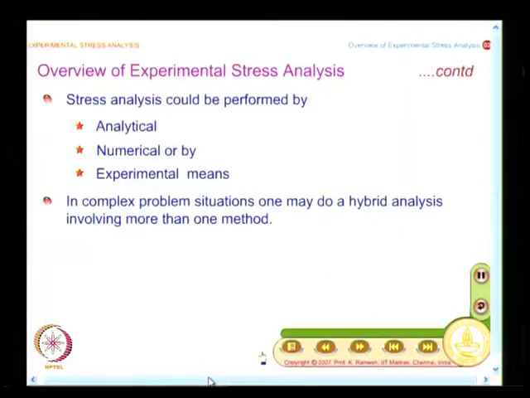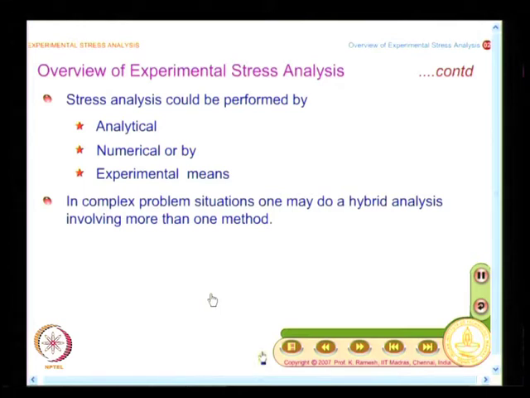So, depending on the problem on hand, you may want to find out only the relevant parameters and then use it for your design. And to do the stress analysis, we have also seen that you could do it by analytical methods, numerical methods or by experimental means. And in complex problem situations, we may want to use more than one technique so that we get the problem on hand solved satisfactorily. And if you get into analytical methods, what we find is you get a conceptual understanding on the nature of stress fields.